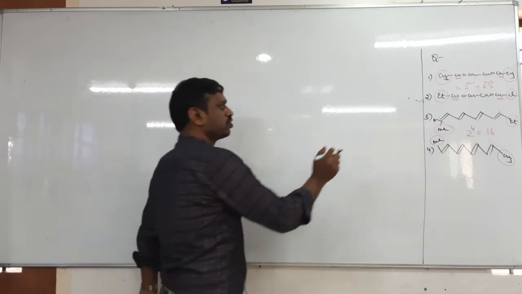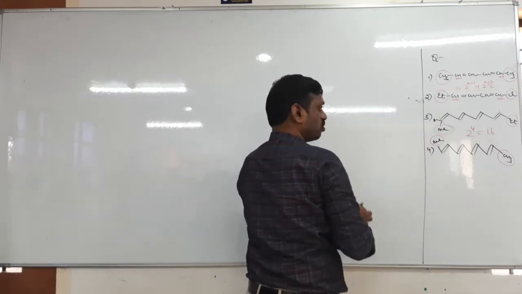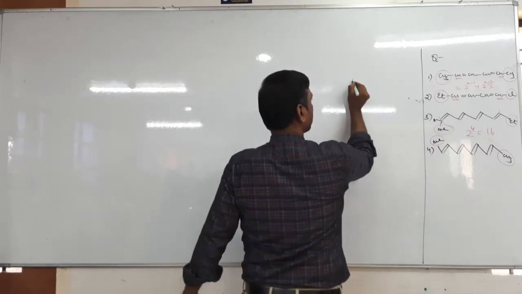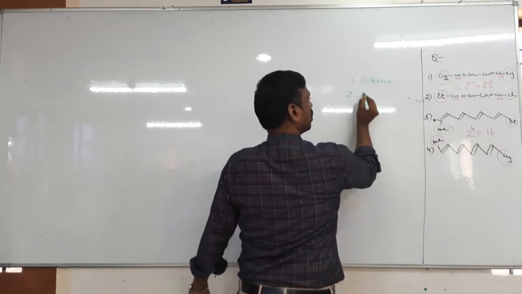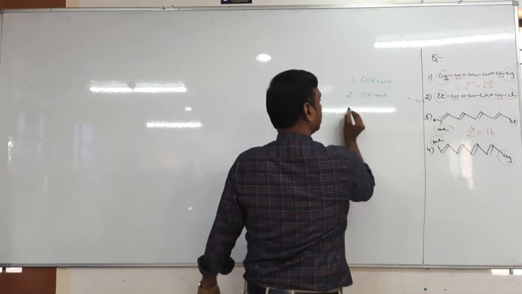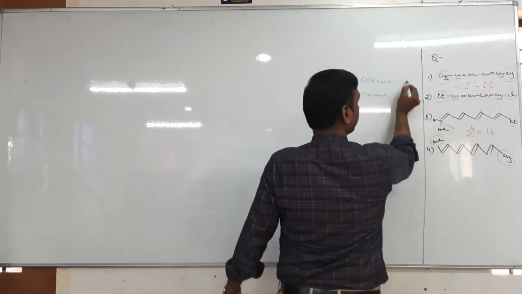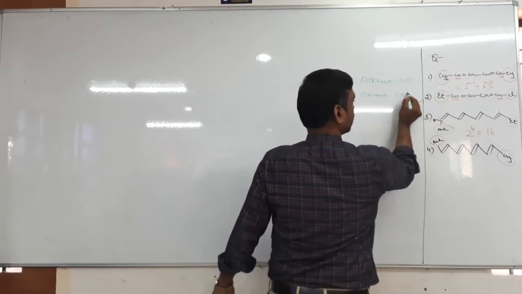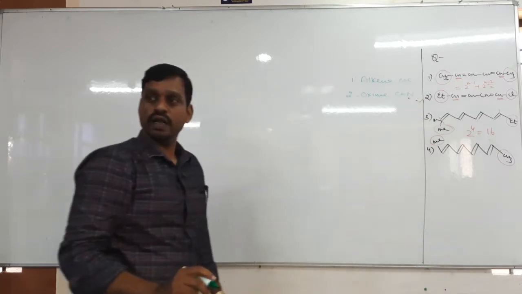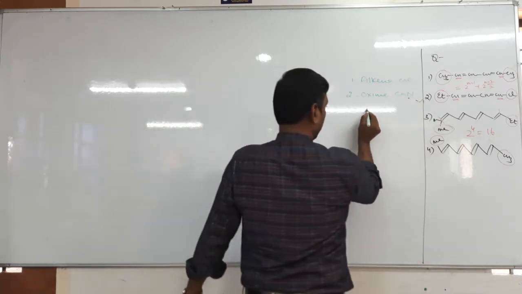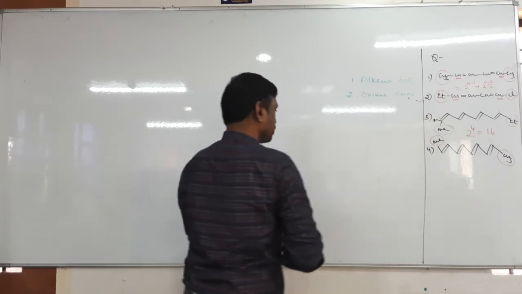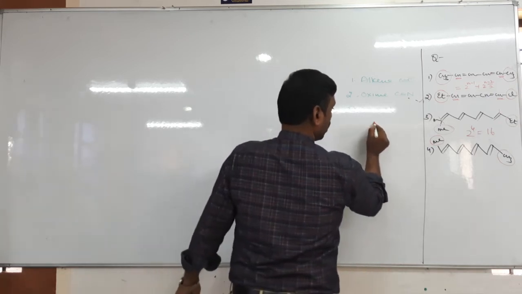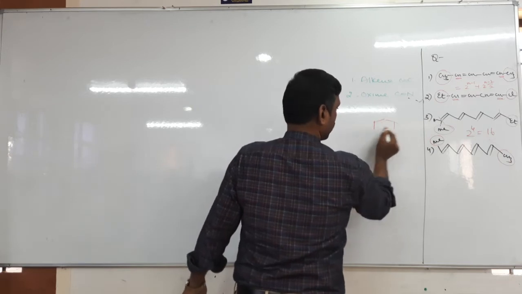Now, so far what have we studied? Where have we studied geometrical isomerism? 1, geometrical isomerism in alkenes. 2, oximes, that is aldoxime and ketoxime, which have the C double bond N. Next is diazo compounds, N double bond N. Next is cycloalkanes, like cyclic compounds.